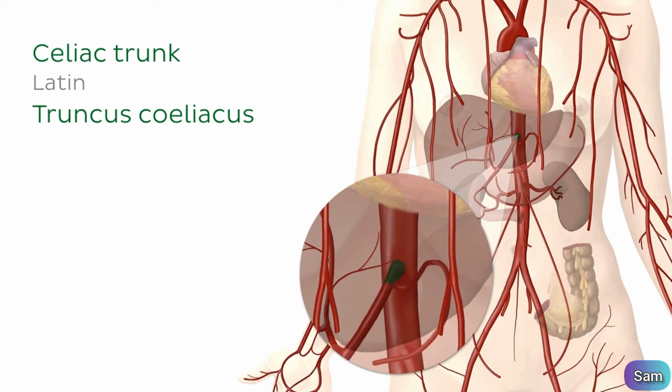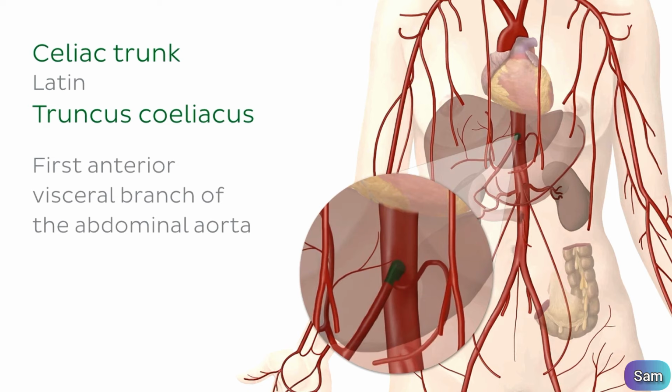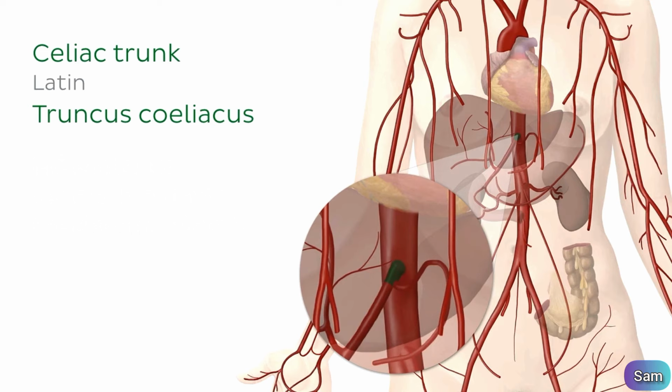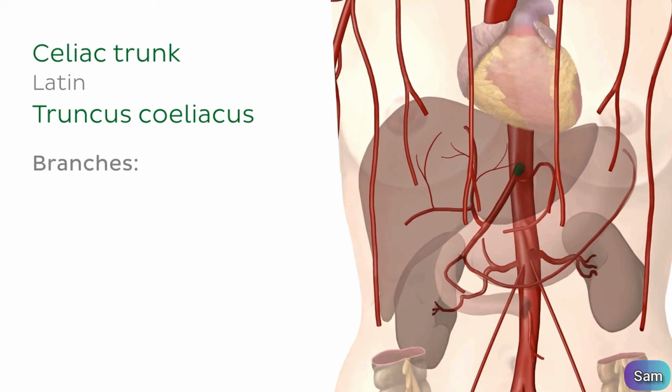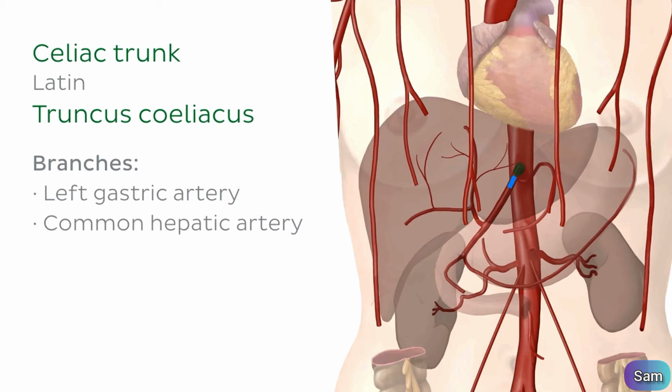The celiac trunk is also the first anterior visceral branch of the abdominal aorta, and although the celiac trunk is a very short vessel, only about 1 centimeter in length, it serves the massively important function of supplying the foregut via its 3 major branches, which we'll be covering in more detail. And these branches include the left gastric artery, the common hepatic artery, and the splenic artery, which we can't see on this particular image, but is roughly indicated by this squiggly line.